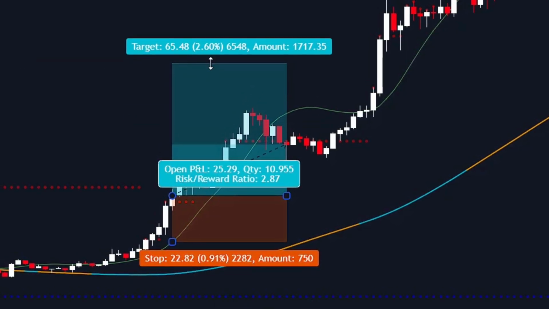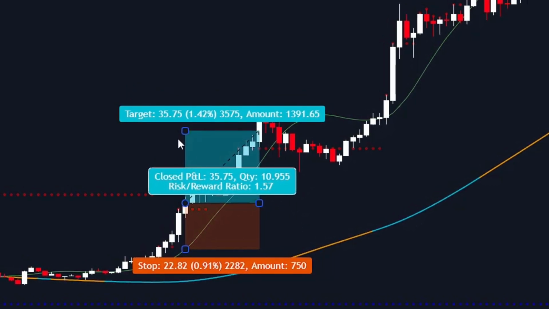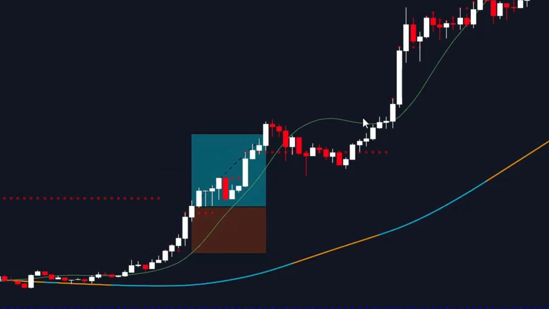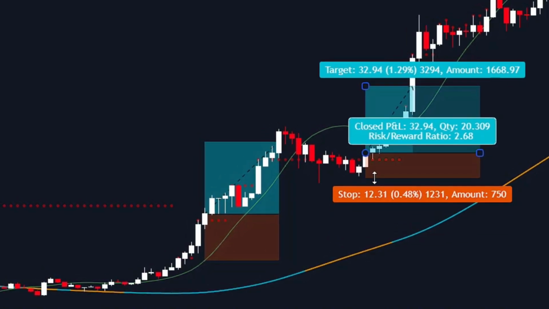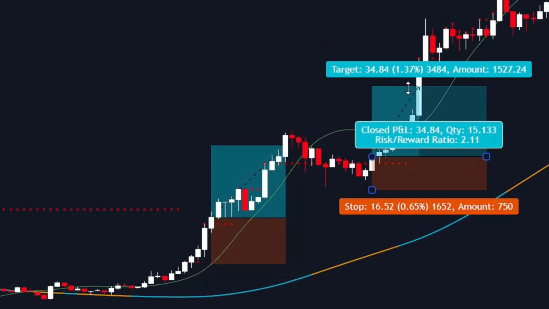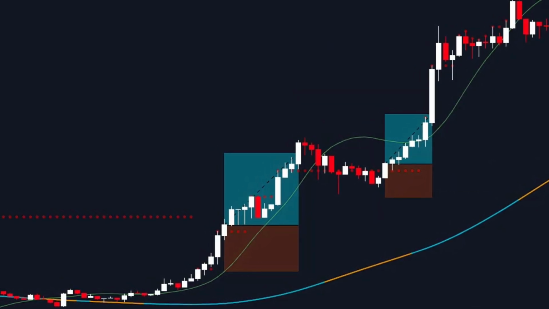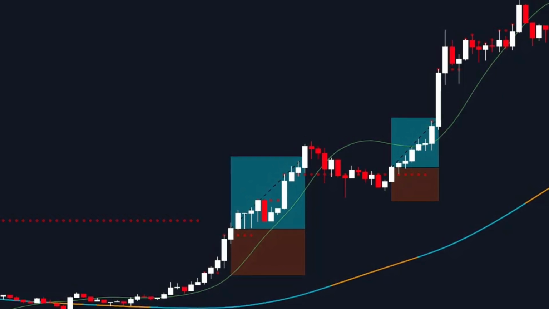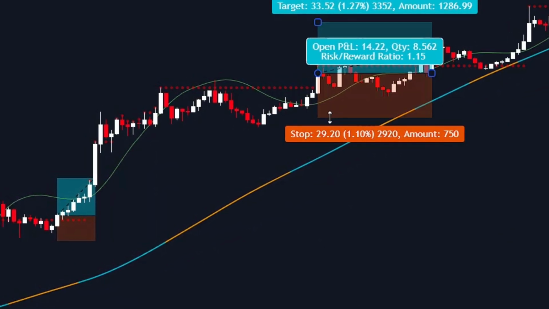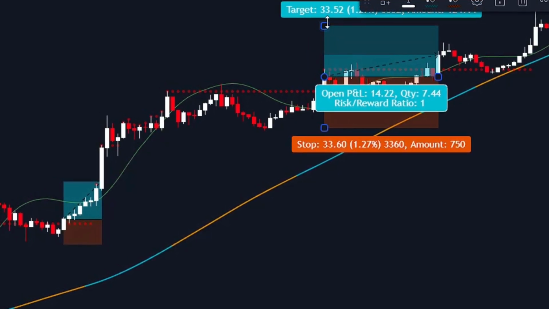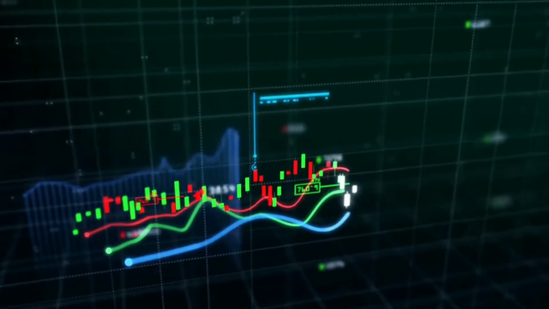Remember, managing your risk is key. So consider setting your stop loss either below the recent swing or below the moving average. For your profit target, a risk reward ratio of 1 to 1.5 should do the trick. Keep these pointers in mind and you're all set for success.